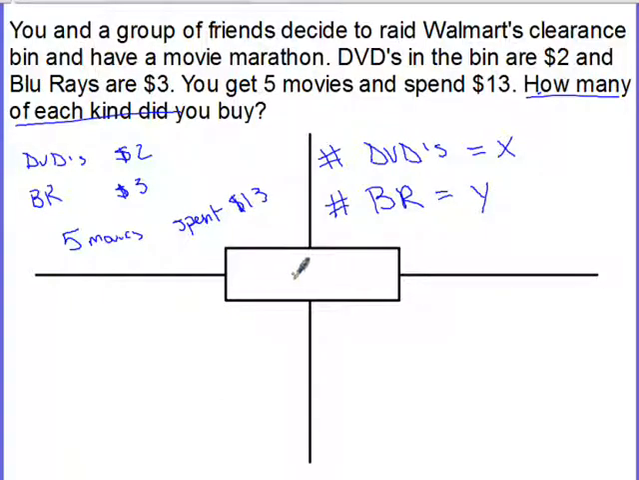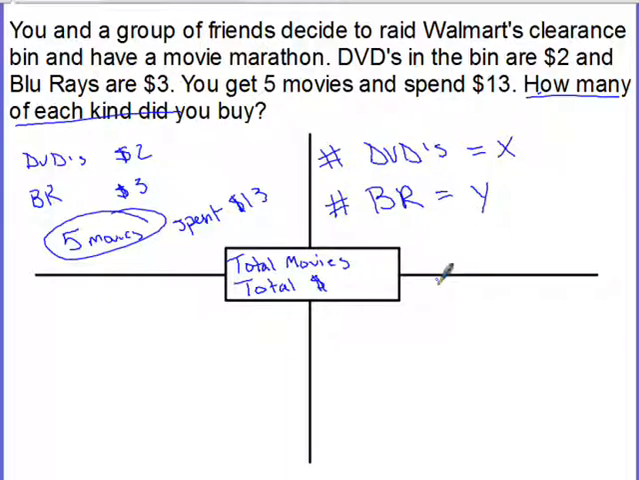Then we need the 2 totals. So what are my 2 totals here? I have total number of movies. I know the total number of movies that I bought. That's 5. And I also know the total amount of money that I spent. So in this problem we have 2 totals: total movies, total money. So we're going to write equations for both of these.